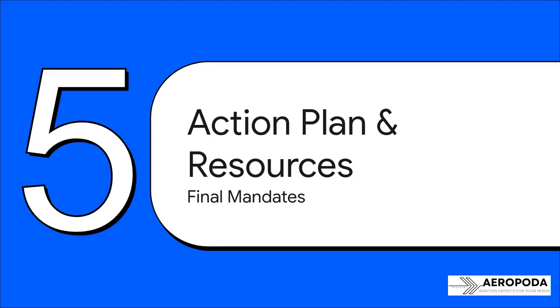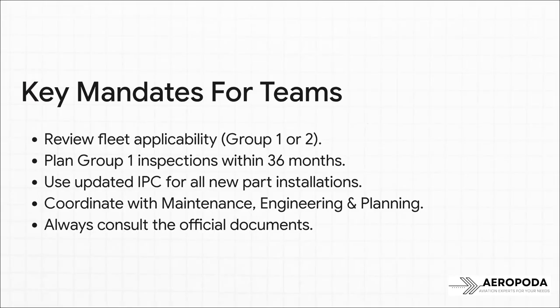All right, let's bring this all home. We're going to wrap up with a clear action plan and point you directly to the official resources you're going to need to get this done right. Here are the 5 key things every team needs to focus on. 1. Review the PAD and confirm which of your jets fall into Group 1. 2. Start planning for those inspections now.